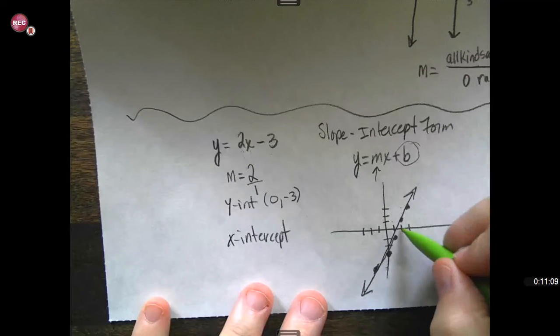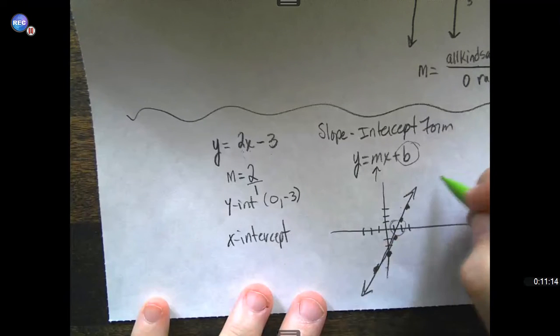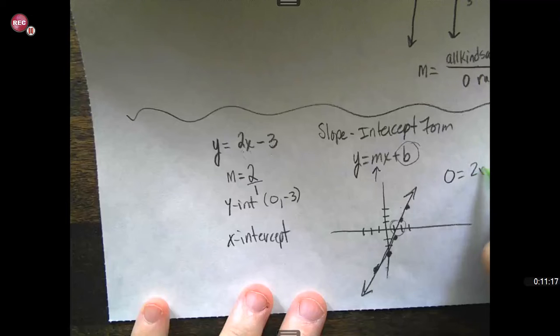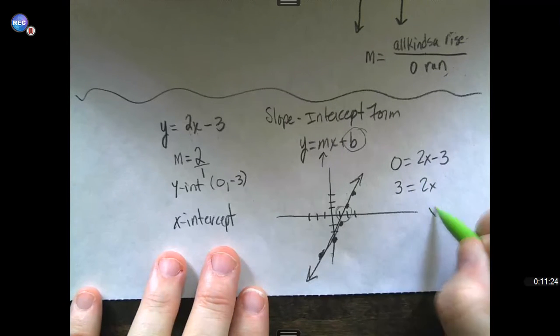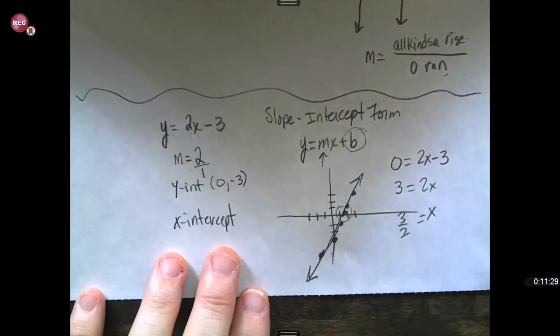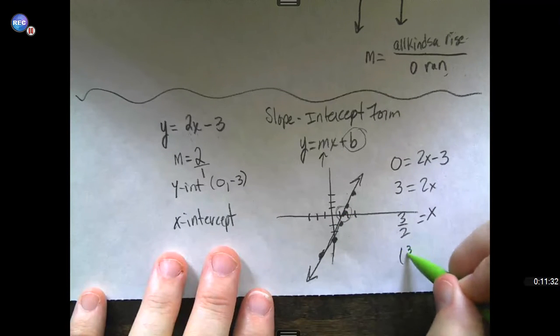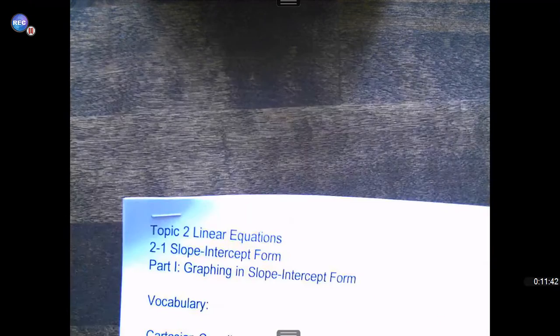To find the x-intercept, where does it cross the x-axis? I let y be 0, and I solve that equation for x. So I add 3, I divide by 2, and this point is at 1.5. And so the x-intercept is 3/2, 0. And I've got several examples to go through here, so we will do that.